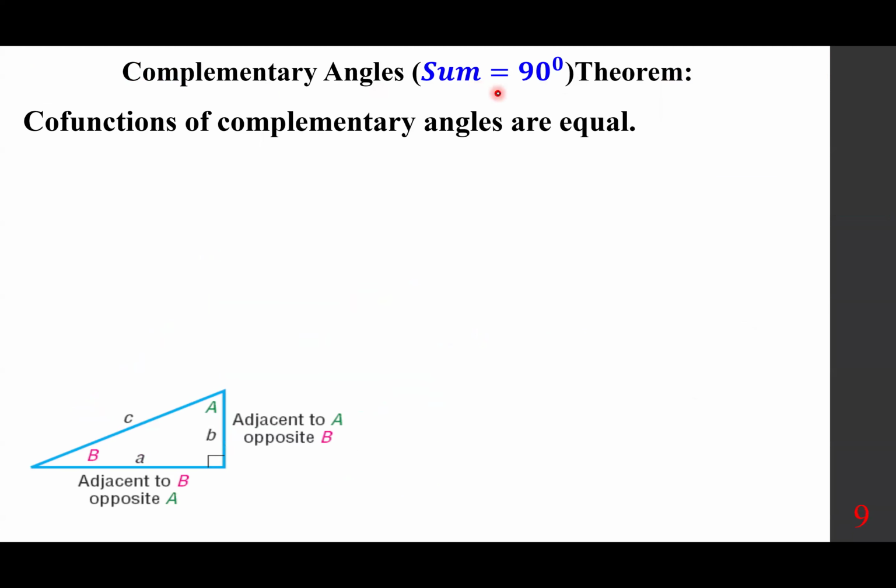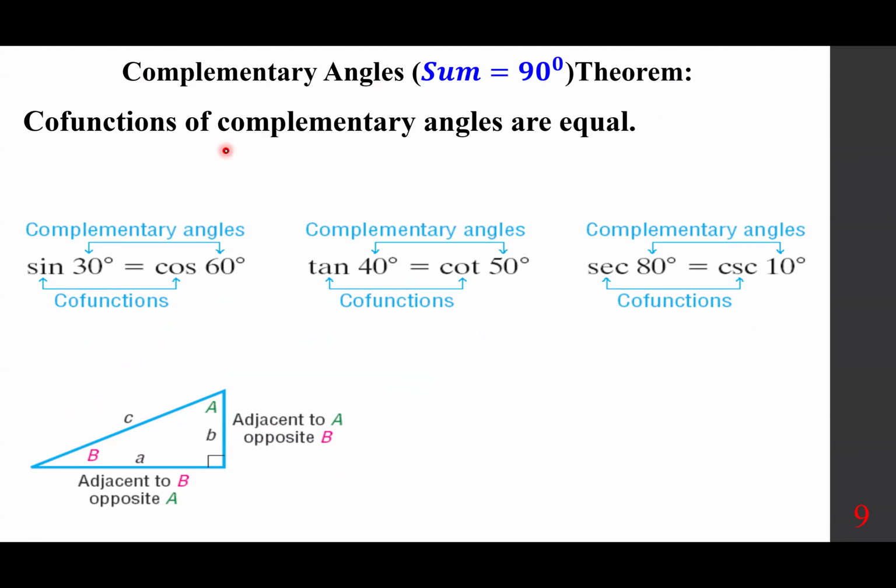Complementary angles, the sum is 90 degrees. If you have two angles, they add up to 90 degrees, they're complementary. Obviously, in a right triangle, A and B are considered complementary. Cofunctions of complementary angles are equal. What do we mean by that?